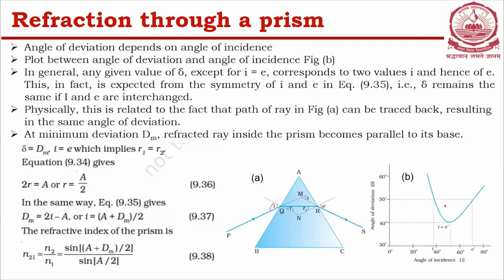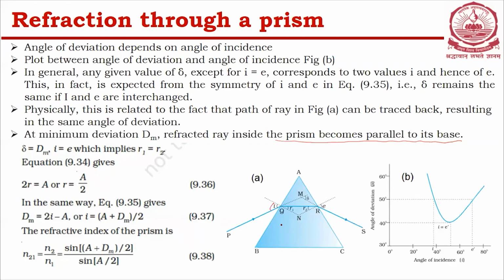It is like a simple parabola. You can see in this graph there is a point at which the angle of deviation is minimum, that is at 40 degrees. What is the speciality of this angle of minimum deviation? At this angle of incidence, the refracted ray will be parallel to the base. That is what is given here: it is parallel to the base of the triangle. This is the angle of minimum deviation.